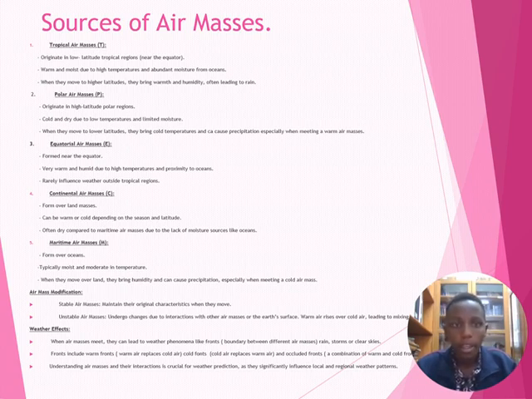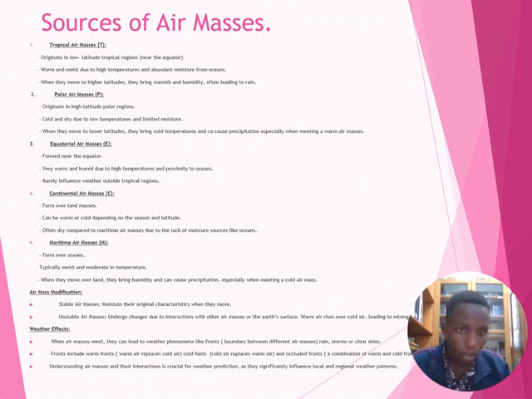mass. Equatorial air masses are formed near the equator. They are very warm and humid due to the high temperatures and proximity to the ocean. They rarely influence weather outside the tropical regions. Continental air masses form over land masses. They can be warm or cold depending on the season and the latitudes. They are often dry compared to maritime air masses due to the lack of moisture sources like oceans.